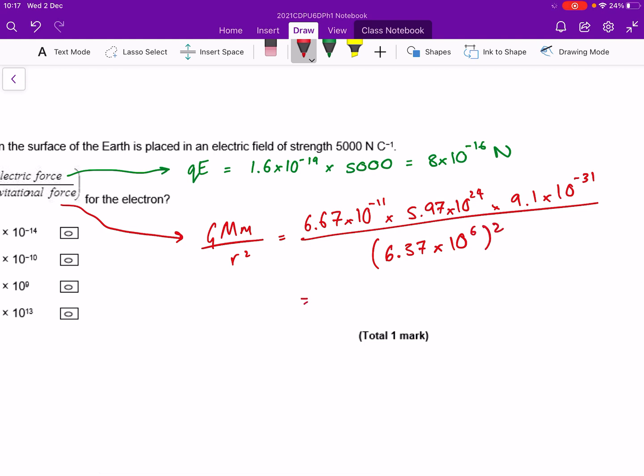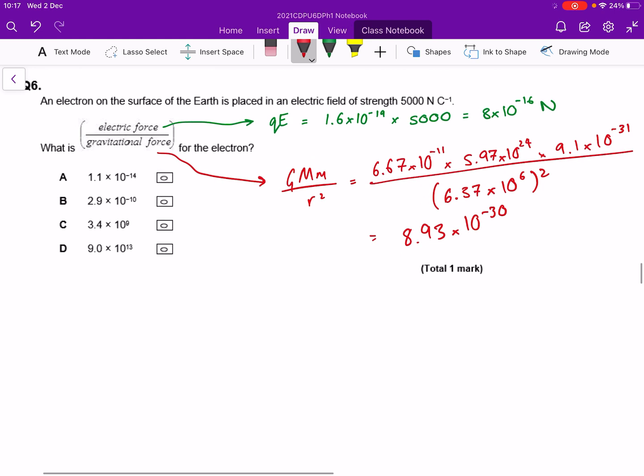I said this is going to be an annoying one. It's just a long calculation, really, for 1 mark. And squared. 8.93 times 10 to the minus 30. And then we've got to divide these two by each other. So if I just label them quickly as equation 1 and equation 2, we need to do 1 over 2. So what is that? 8 times 10 to the minus 16 over this answer. 8.96 times 10 to the 13, or D.